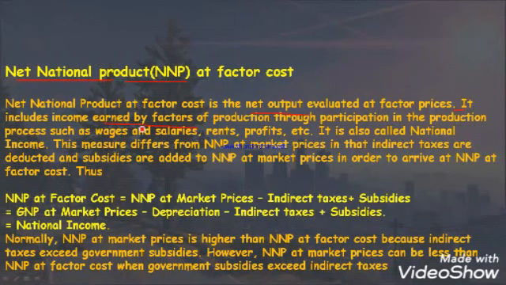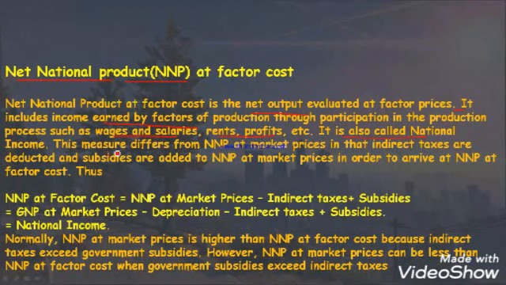It includes income earned by factors of production. Now what do you mean by factors of production? It will include wages and salaries, rents, profits. It is also called national income. So it is a very important perspective from the MCQ that NNP is also known as national income.